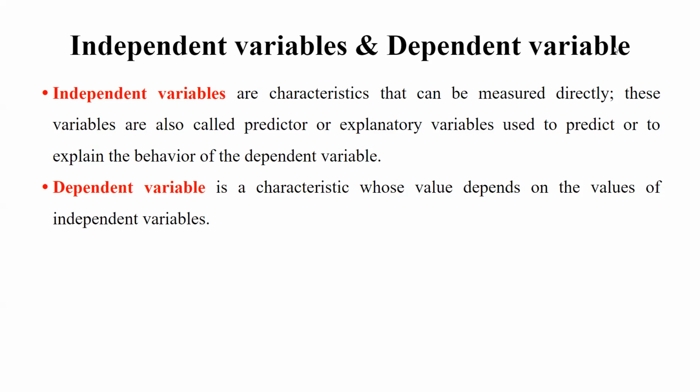We need to understand these two terms. Without an understanding of dependent and independent variables, we will not be in a position to formulate and run a regression analysis. Whenever you run a regression analysis, we need to clearly identify what our dependent variable is and what our independent variables are. We cannot run a regression analysis with only dependent variables, or with only independent variables. That is the logic: one dependent variable must be there, and one or more independent variables must be there.